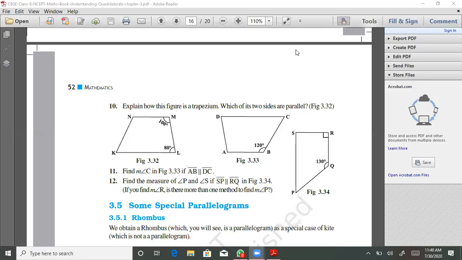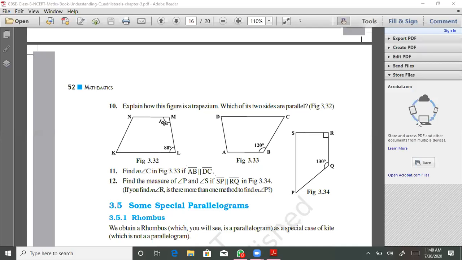Let's start question number 10 of exercise 3.3. Previously, we completed up to question number 9. Today, we'll start from question number 10. So, the 10th question is: explain how this figure is a trapezium. Which of its two sides are parallel?